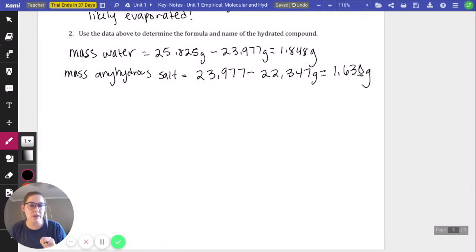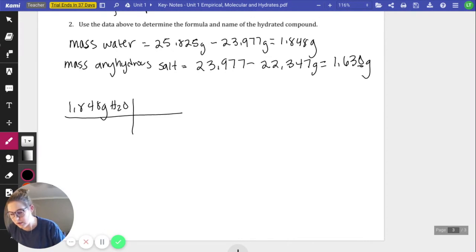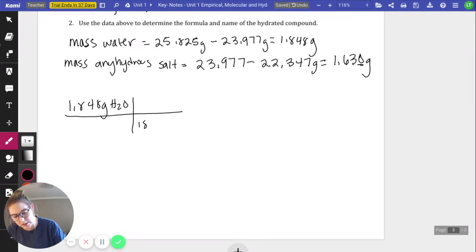All right, so now we have our mass of water and we have our mass of our salt. So now we can go into our empirical formula here. So first step, percent to grams, already in grams. Check. Next step, grams to moles. So I have 1.848 grams of water. All right, and I know that water weighs 18.016 grams. Once again, my handwriting is horrible. And I know that that is 1 mole of water.